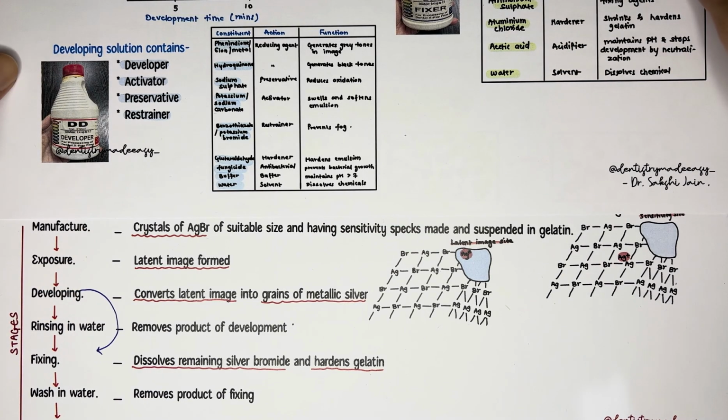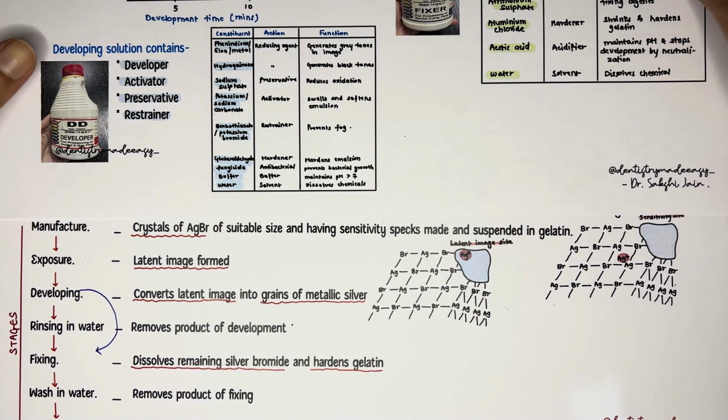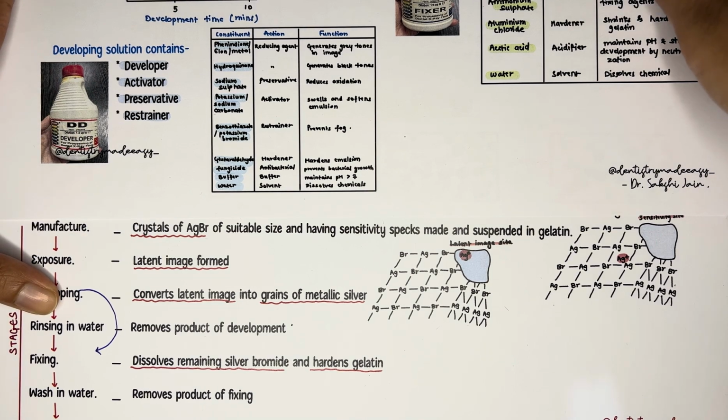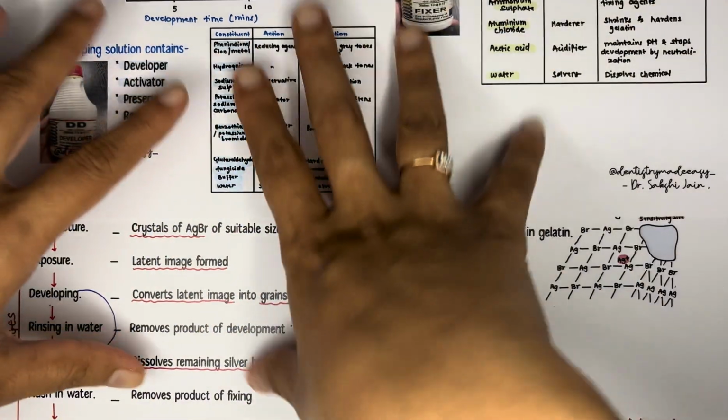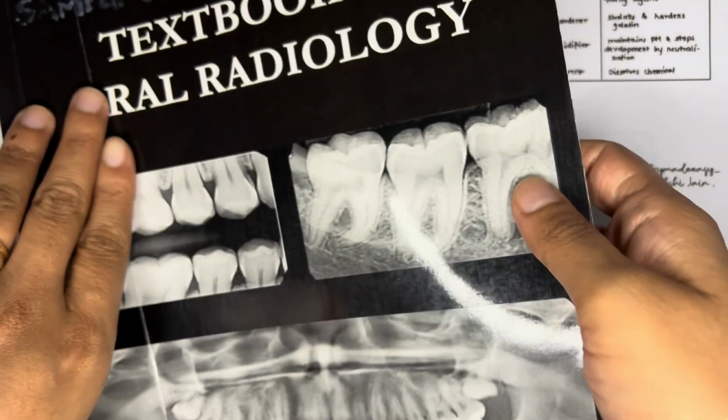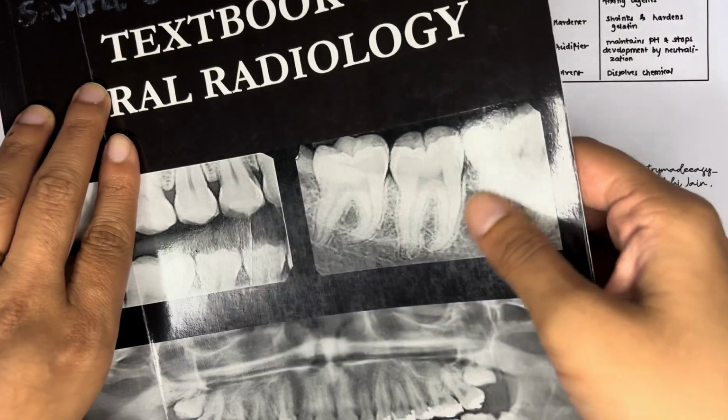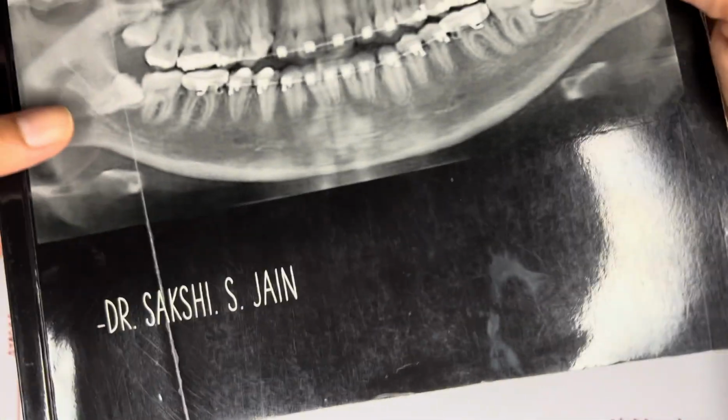Now lastly, I'm just going to mention the Oral Radiology book by Dentistry Made Easy. In that also I have explained and mentioned each and everything in this manner only. So this is exactly how the textbook of oral radiology by Dentistry Made Easy looks like. And this topic I'm going to show you.